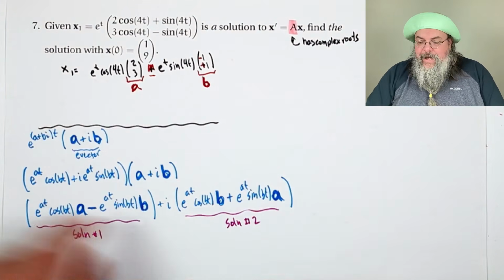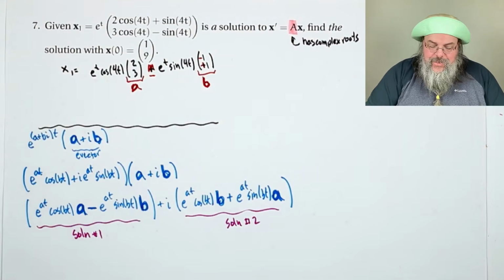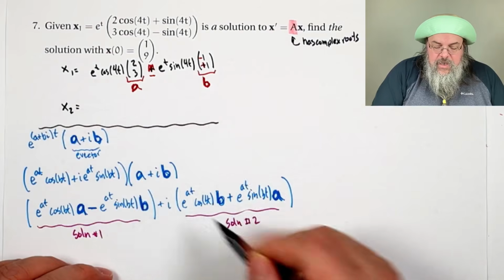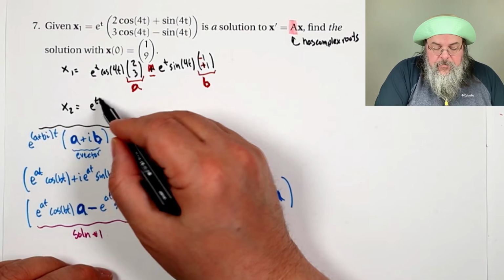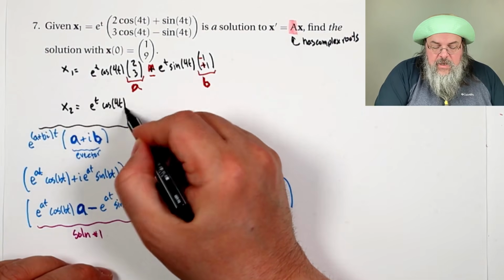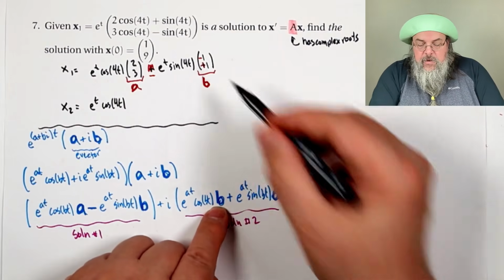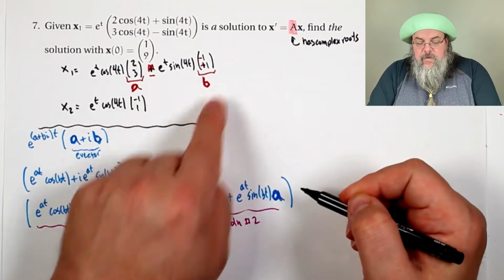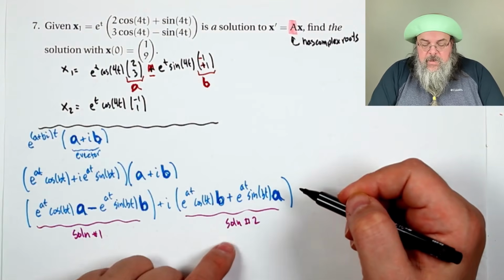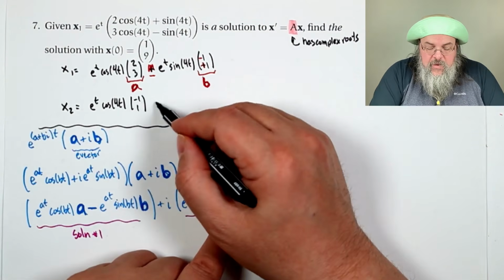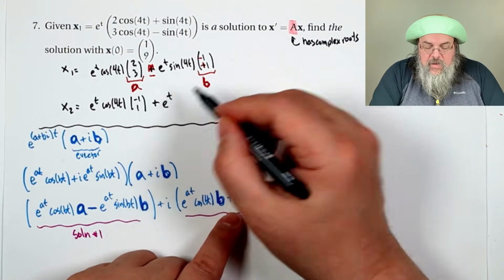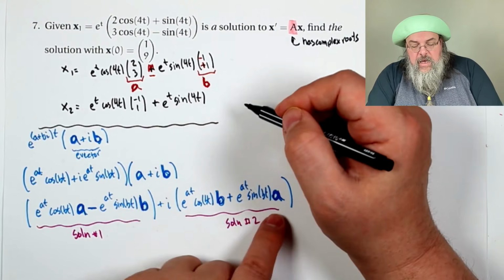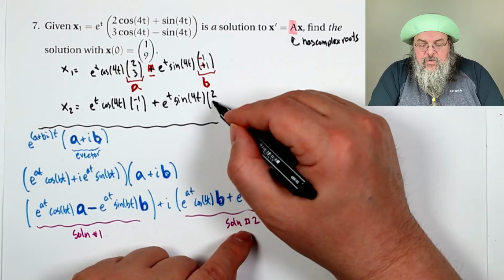Now we're just going to write down our second solution. According to this, that would be e to the t cosine 4t times b. Well, in this case, b is (-1, 1), just copying down. Plus e to the t sine 4t times a, which is (2, 3).